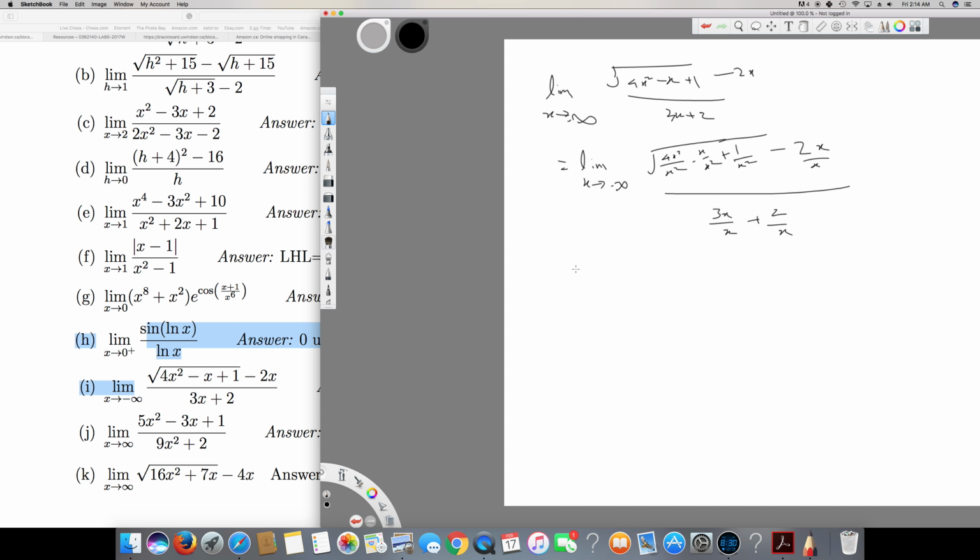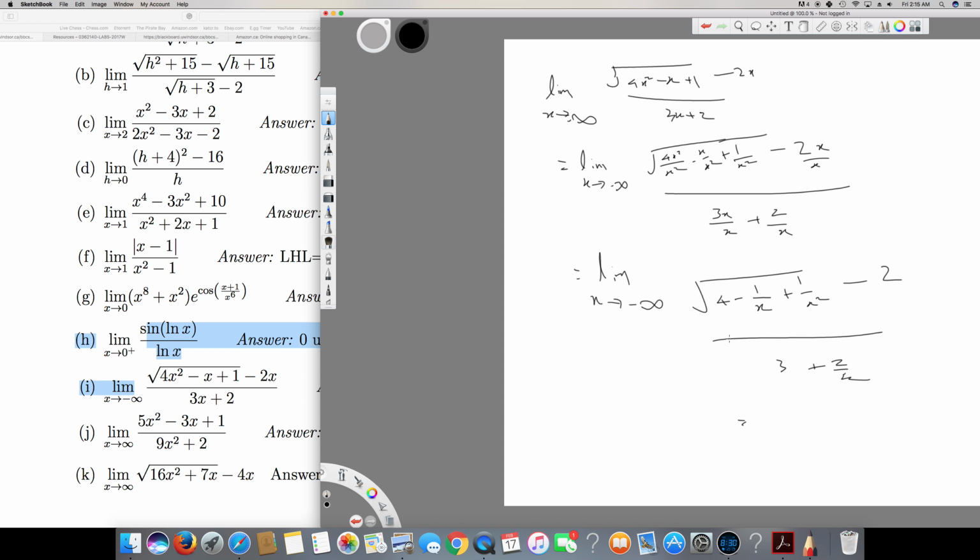Now let's apply this value. So 4x square is x square. Let's do one more step. x approaching negative infinity, so it's going to be 4 minus 1 over x square, plus 1 over x square, minus 2 over 3 plus 2 over x.